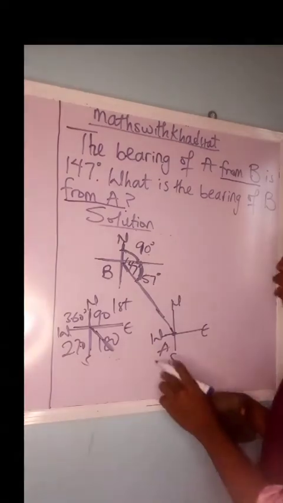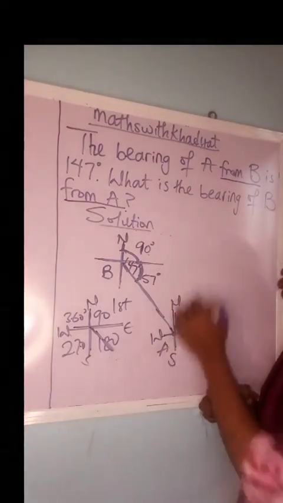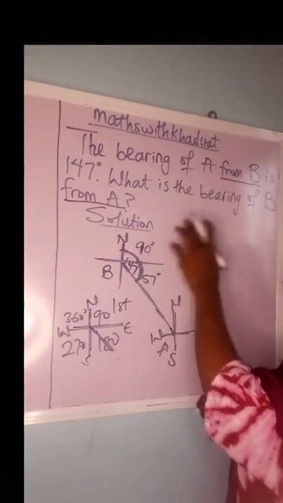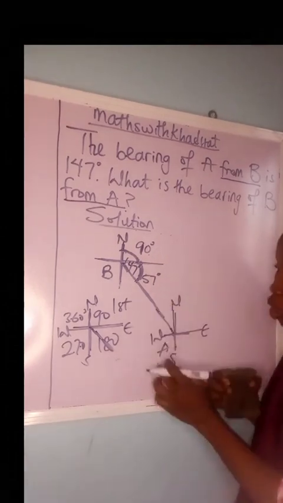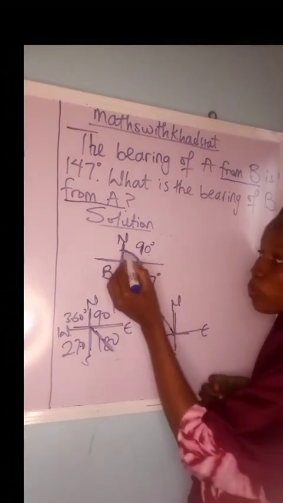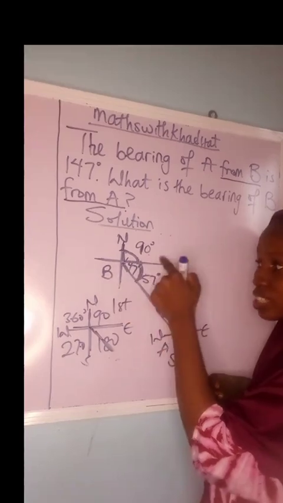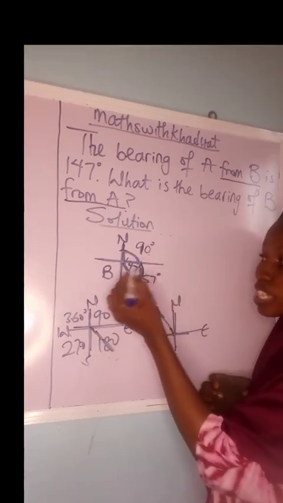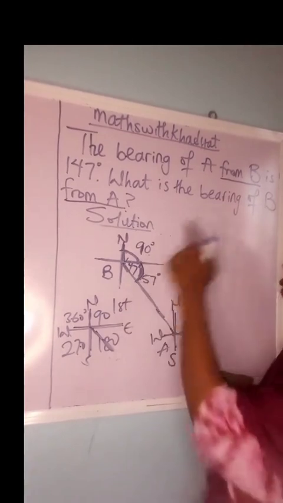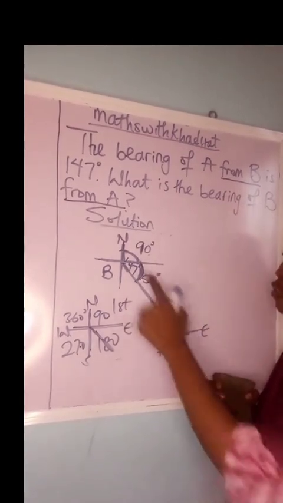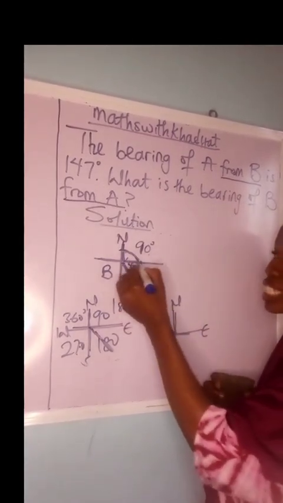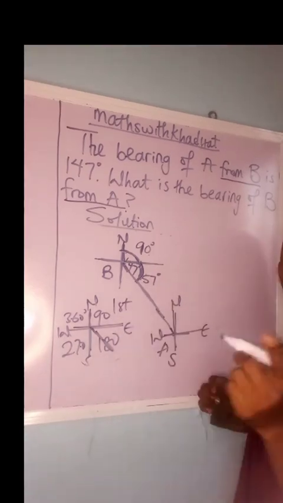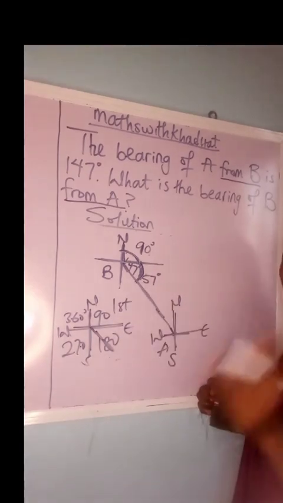Okay, my focus now will be on this, because the question says what is the bearing of B from A. Okay, now don't forget, here is 90 degrees plus 57 makes a total of 147. According to this, the bearing of A from B is 147. So here is 90, here is 57, right? Now there's something we call an alternate angle.